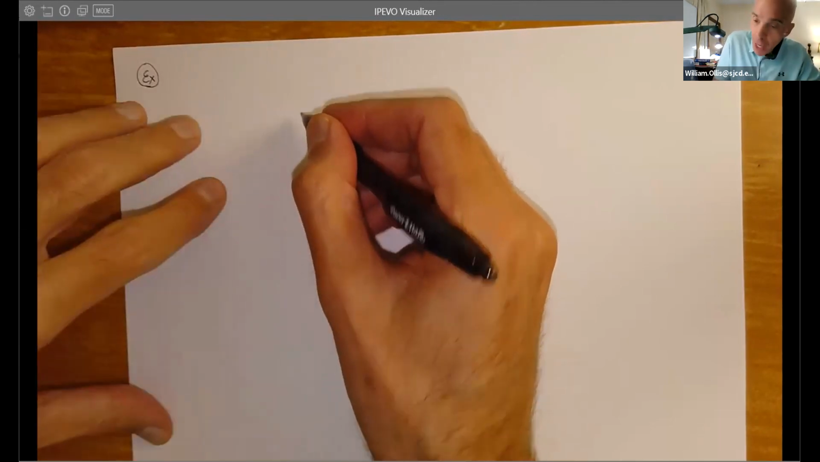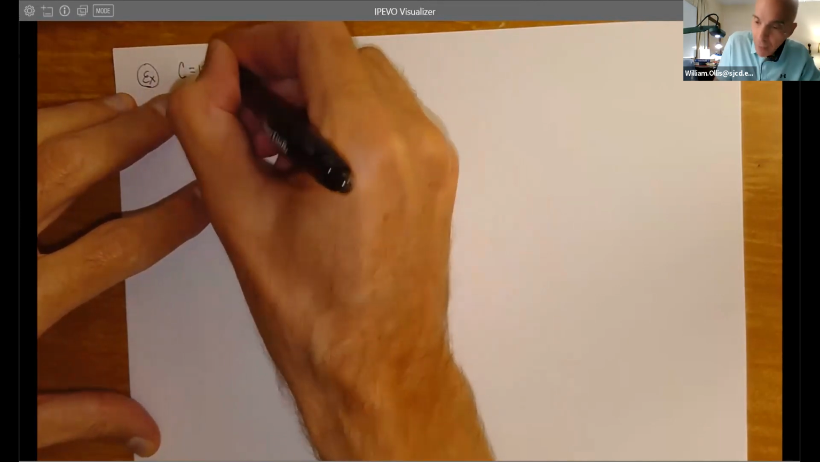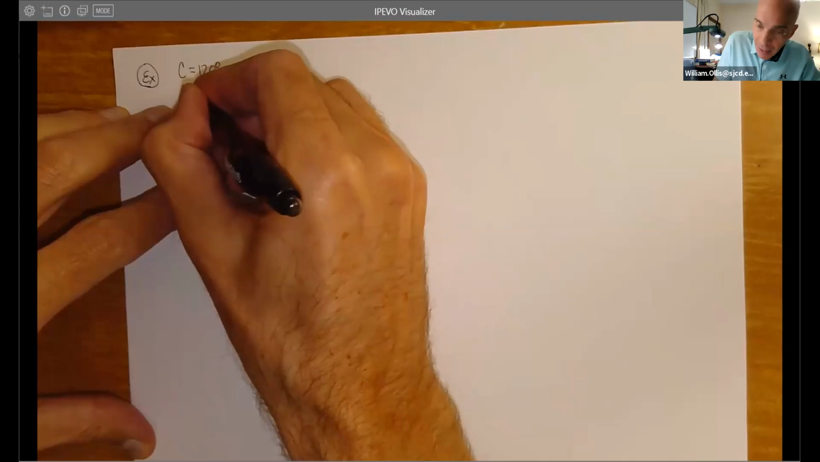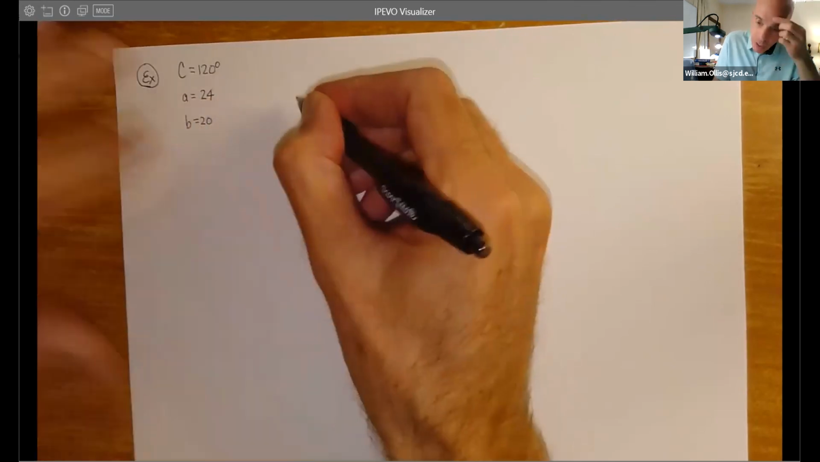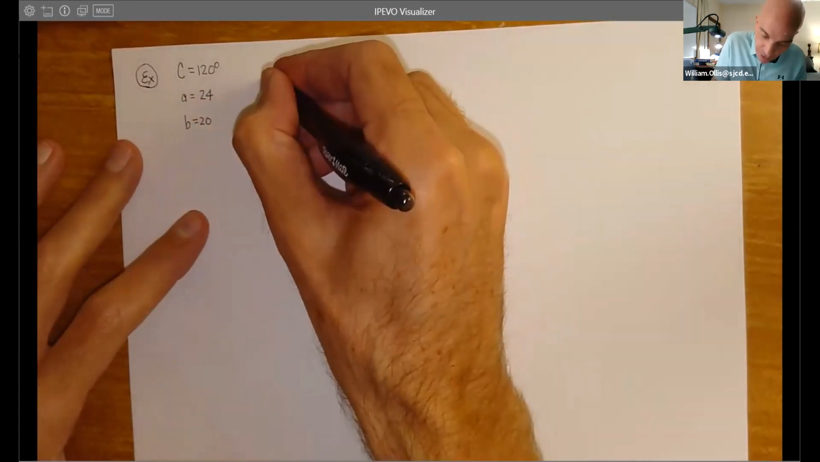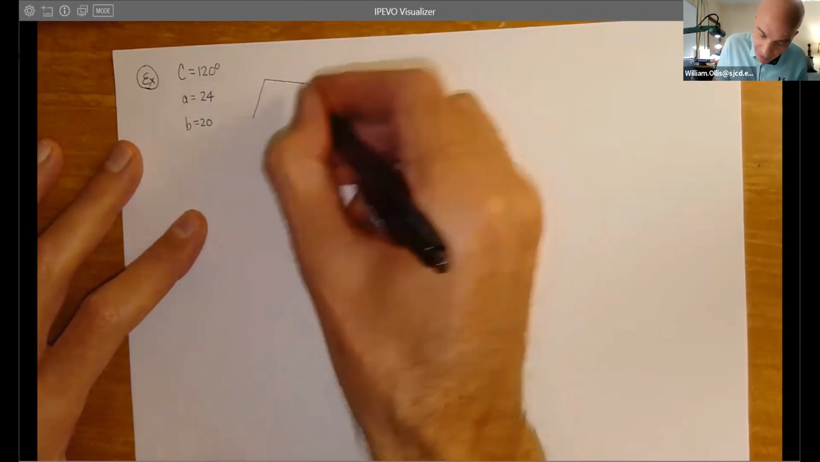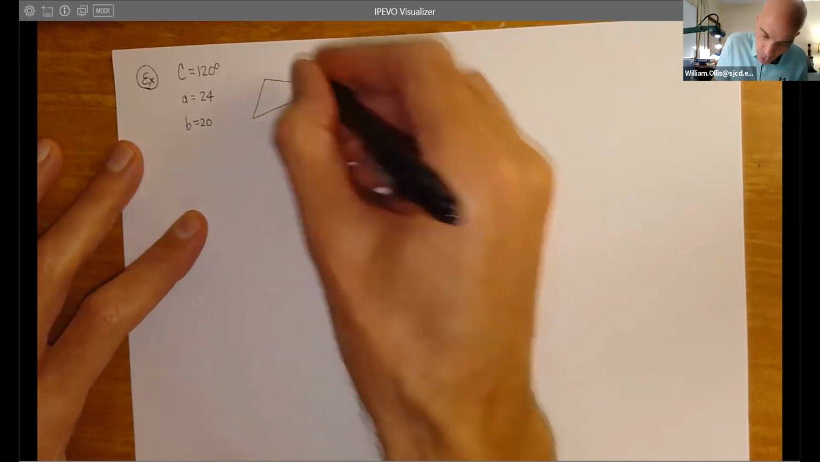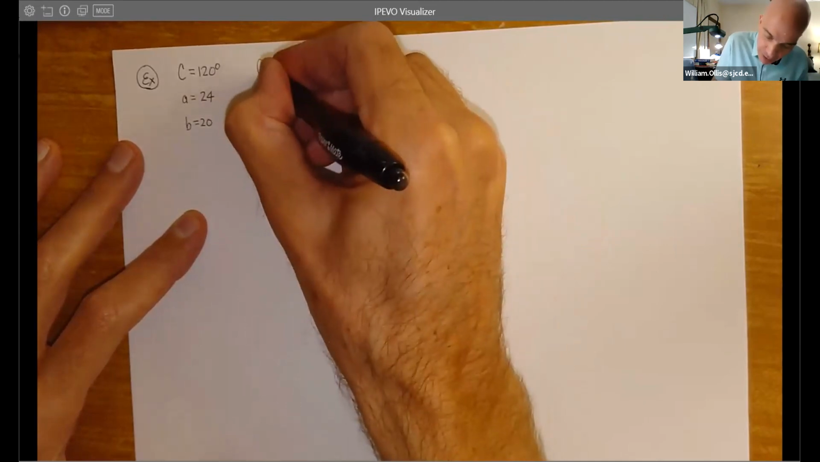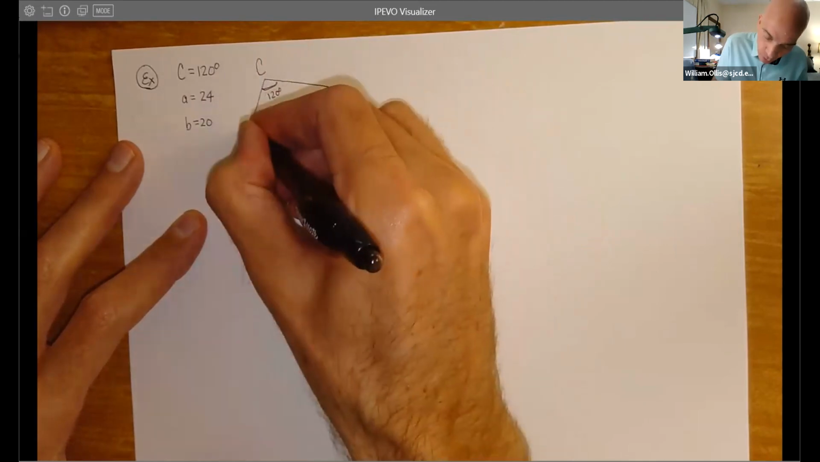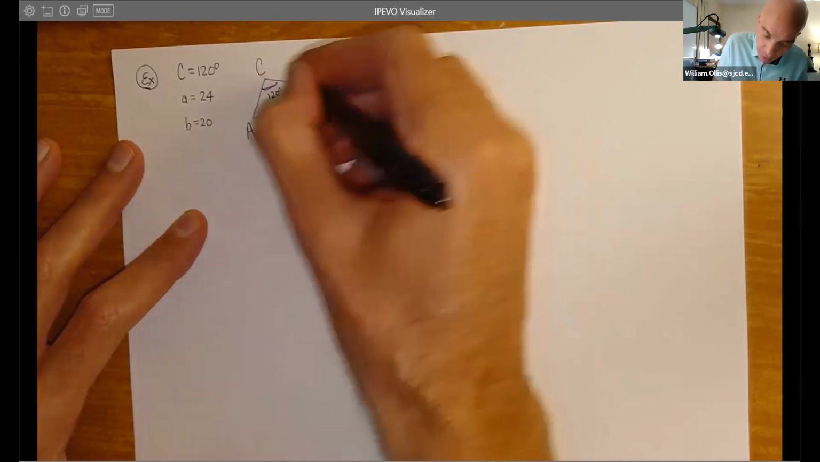And here's what we have. WebAssign gives us angle C is 120 degrees. We have side A is 24 and side B is 20. So if you like, you can just draw a little picture of this. Sometimes drawing a little picture makes it look a little bit more believable. So we have something like this. So we've got our 120 degrees. This is angle C. And of course, this is C. And here we'll label A and B. And we have 24 and we have 20.